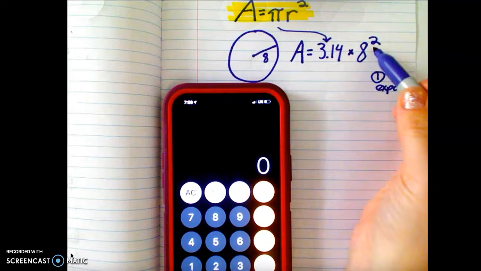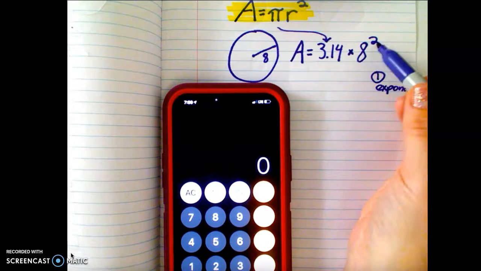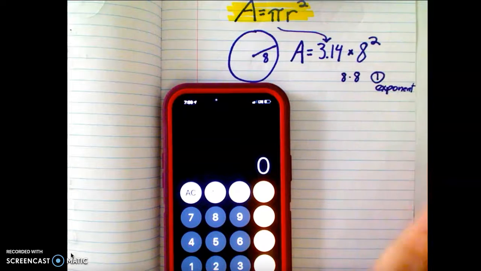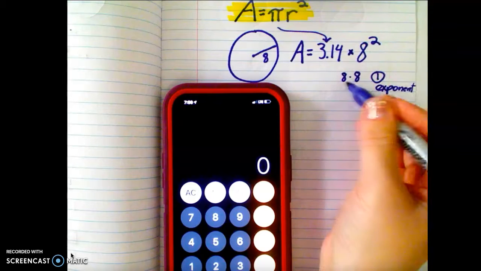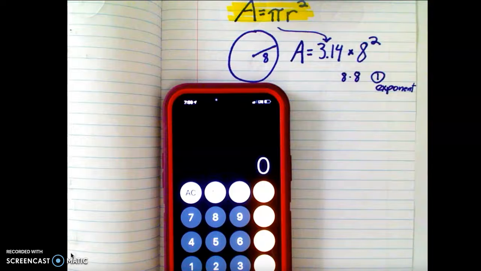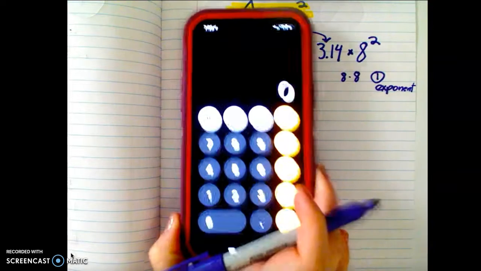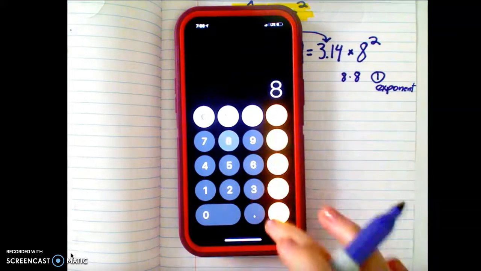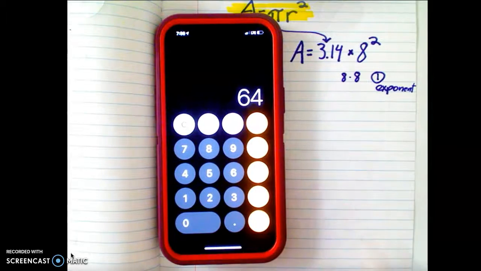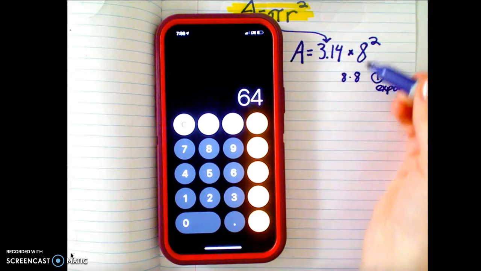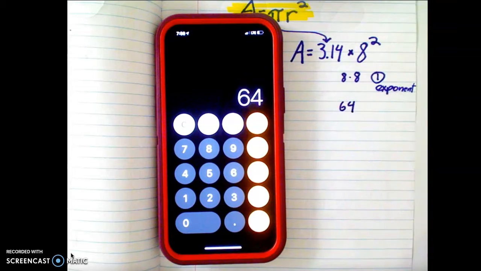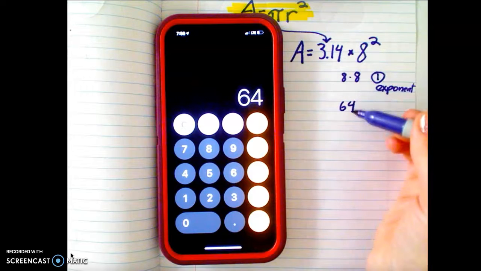In this case, the 8 squared. Now let's remember that 8 squared means 8 times 8. See how there's 2 of them? And I'm multiplying both of them together. All right. So I've got my calculator, and I'm going to do 8 times 8 equals 64. So 8 squared equals 64. Okay, so I've taken care of the 8 squared.